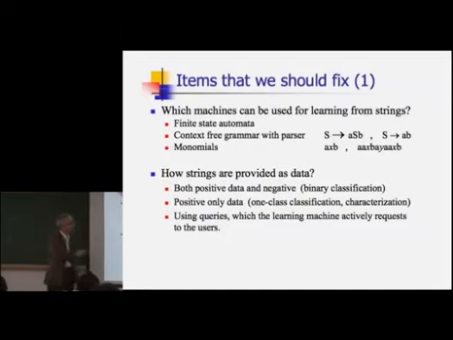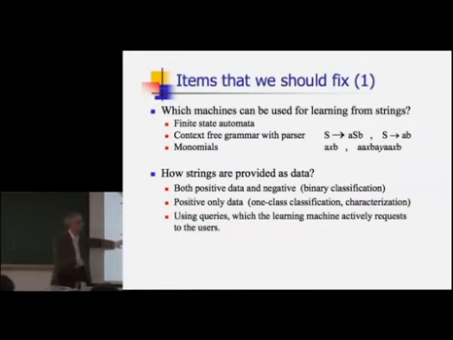So all these items are from the mathematics of strings. And so in my part, we will start with the mathematics of strings, introducing such concepts for the beginners. Okay? Then next we will explain how strings are provided as data to the learning machine. The first case is binary classification, as I explained before. Both positive data and negative data are provided to the machine, and the machine identifies the function in the form of a finite state automaton, context-free grammar, or pattern monomials.